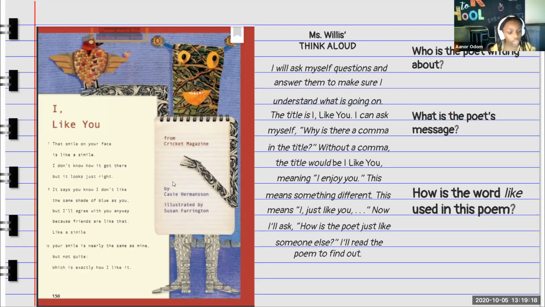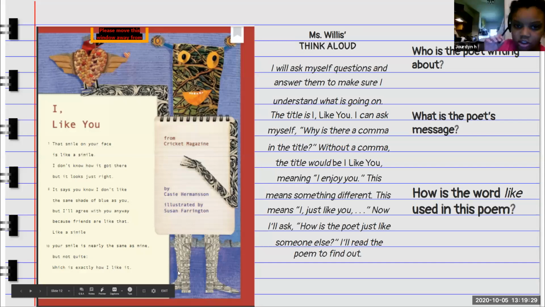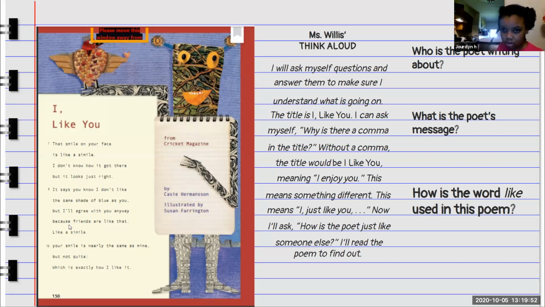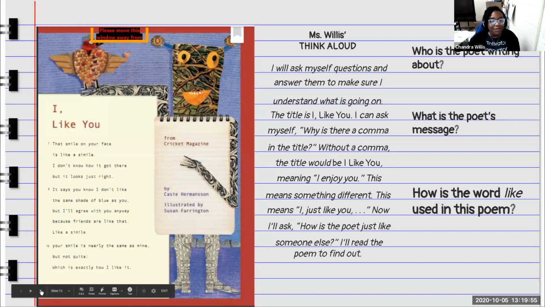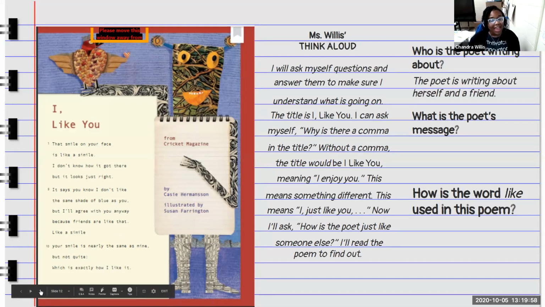Do you need help? Okay, I'm going to get Jordan to help you. Jordan, who is the poet writing about in this poem? Who is she writing about? She's writing about a person she likes. Yes, she's writing about a person she likes. That person might be who? It might be the little bird. Okay. Well, look, the poem says, I'll agree with you anyway because friends are like that, right? So they're talking about friends. The poet is writing about herself and a friend.